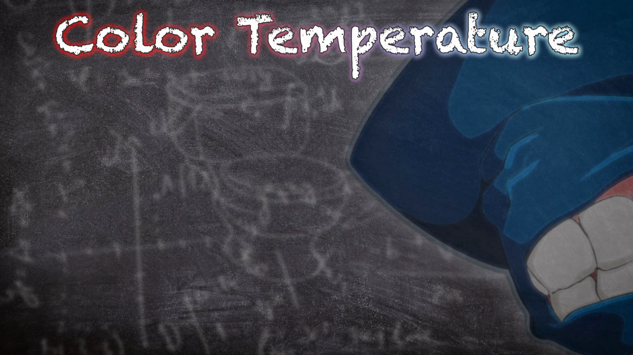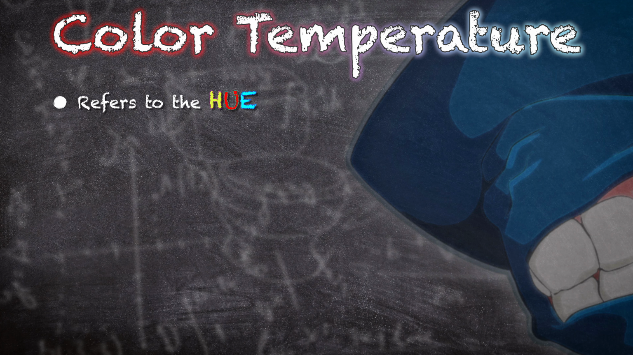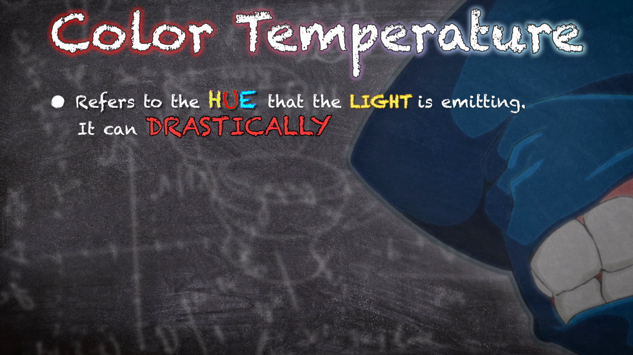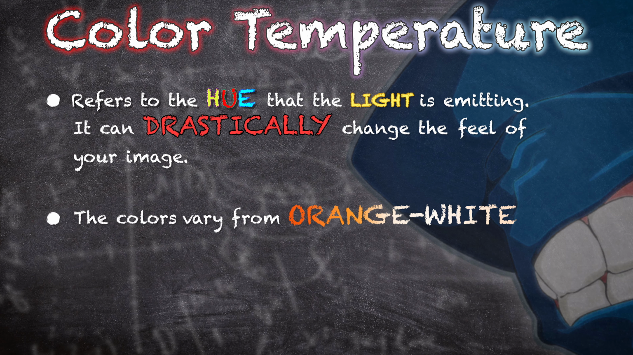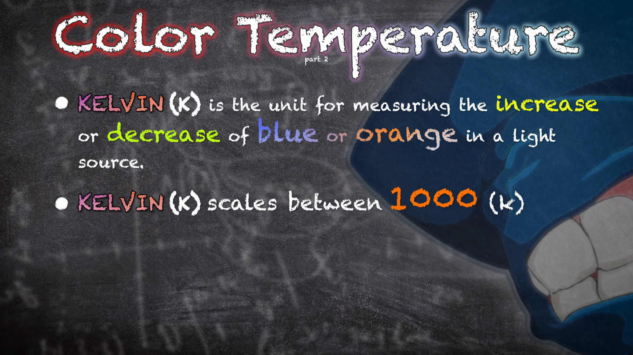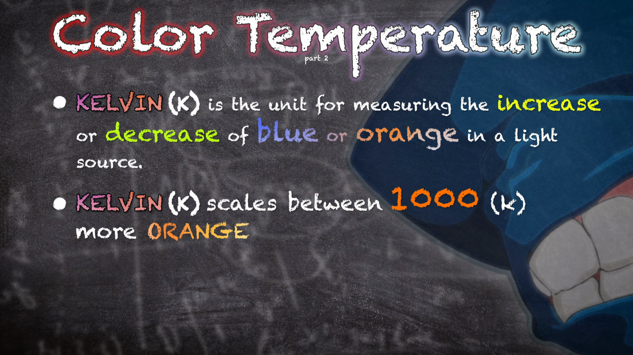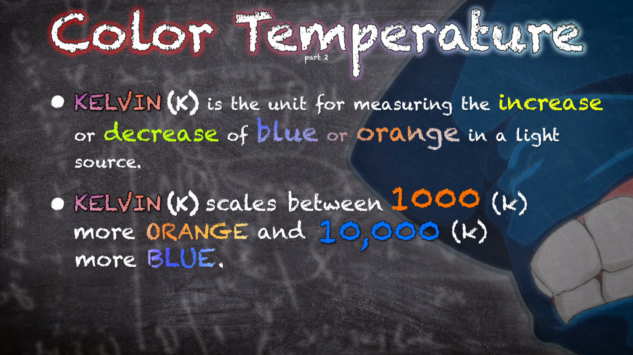These lights operate with one or more bulbs and have a fixed color temperature. Color temperature refers to the hue that the light is emitting. It can drastically change the feel of your image. The colors vary from orange-white to a blue-white. The unit for measuring this increase or decrease of blue-orange is called Kelvin. It scales between 1000 Kelvin, more orange, and 10,000 Kelvin, more blue.